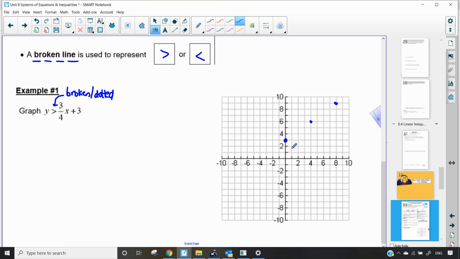Now, if you've forgotten how to do this, you can also create a table of values. And you can also use your calculator to double check. Now, once we have those points plotted, we're going to pull out our ruler, line up our dots, and draw our boundary line. Again, remembering that this is a dotted or broken line.